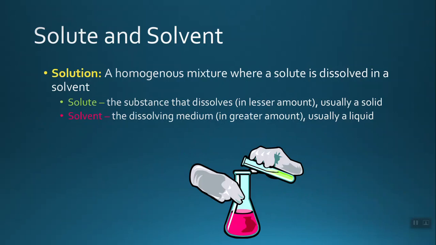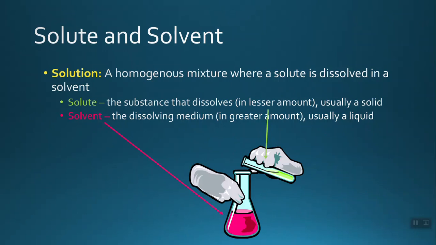A solution is a homogeneous mixture. Remember, homogeneous means same throughout. And it has two parts. It has a solute and a solvent. The solute is the substance that is being dissolved. It is the lesser amount, and it is usually a solid. However, not always a solid. It can be a liquid, it can be a gas. But for us, typically it'll be a solid solute.